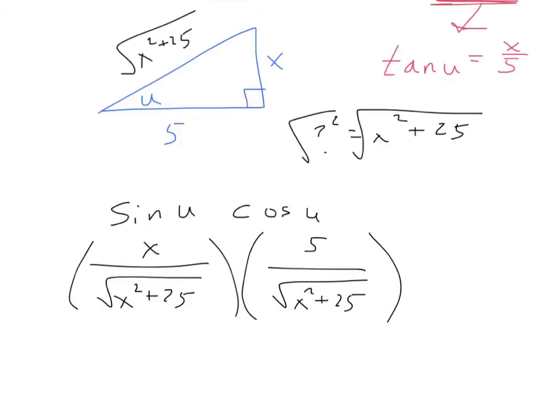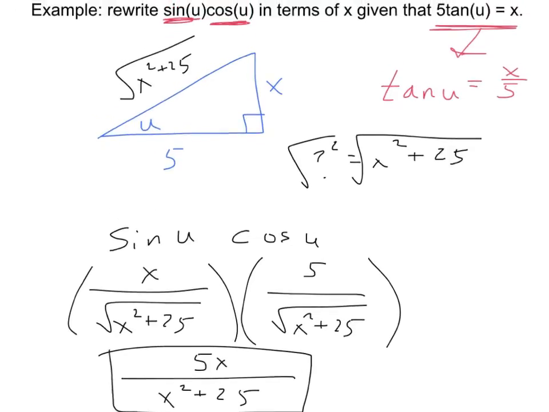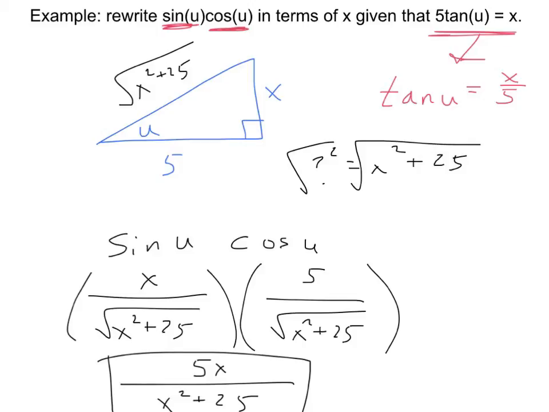And so finally, we can put these things together and get 5x over x squared plus 25. And this thing is our answer. This thing is what is equivalent to sine u cosine u. I'm just writing it in terms of x given the substitution. At the moment, I'm sure this feels really strange. You're like, why are we doing this? In the third video, that will all become clear. We just need to work out this basic skill and make sure we can really do these things before we get into those problems.